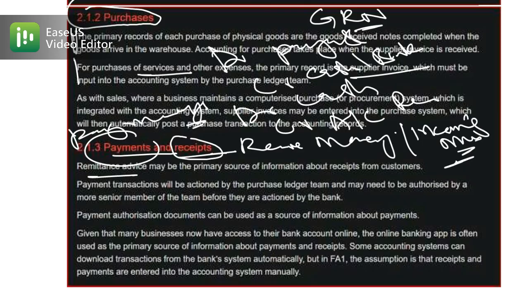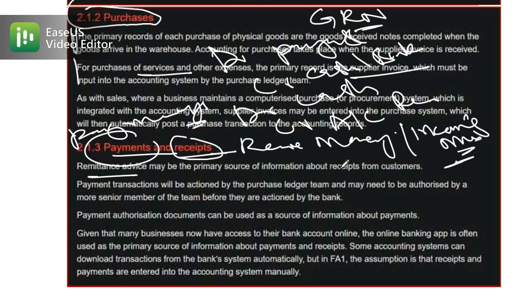From an audit and control perspective, payment and receipt are very critical. Auditors want to see who authorized the payment. They will also ask whether the payment matches the invoice, whether the receipt matches the customer remittance advice, and whether the bank statement confirms the transaction. That is why documentation and approval are so important. It's not just about recording, it's about proving that the transaction was valid.